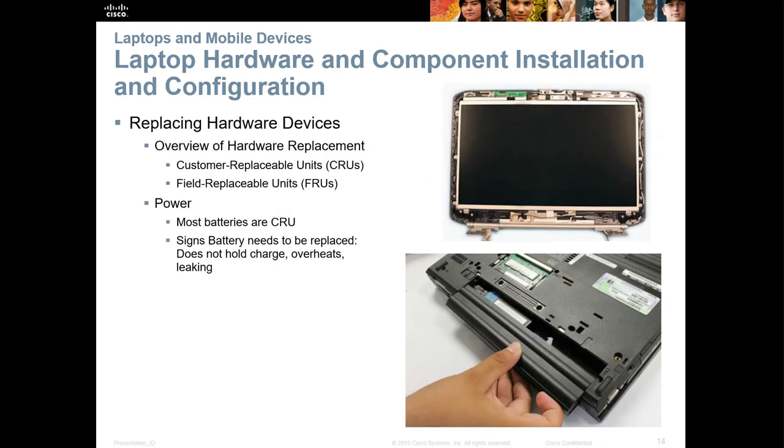Some parts of the laptop, typically called customer replaceable units or CRUs, can be replaced by a customer. CRUs include components such as a laptop battery and RAM. Parts that should not be replaced by the customer are often called field replaceable units, or FRUs. FRUs include components such as the motherboard, LCD display, and keyboard.